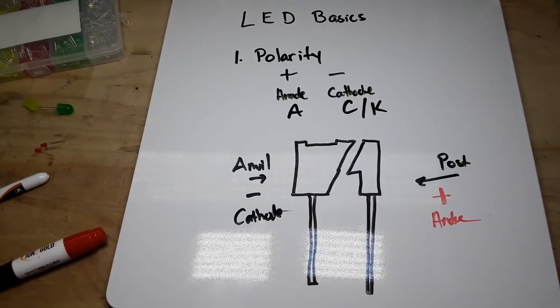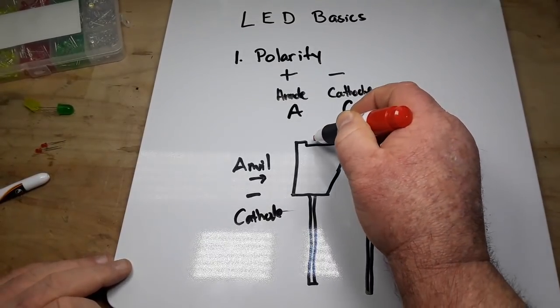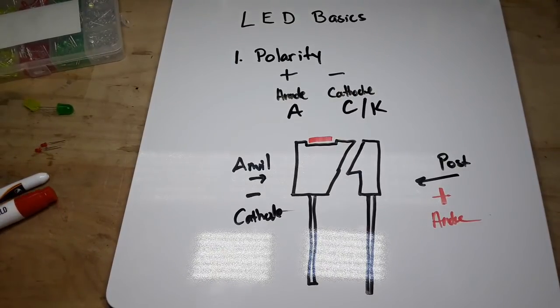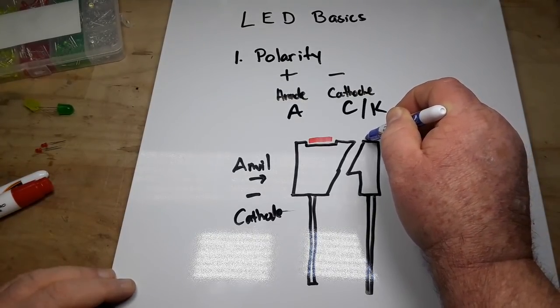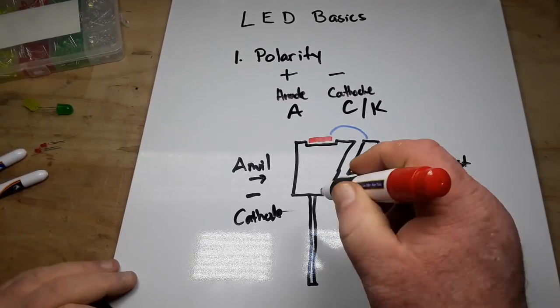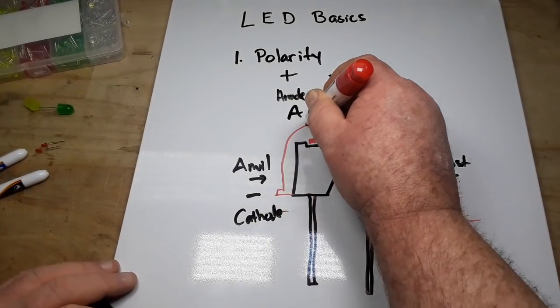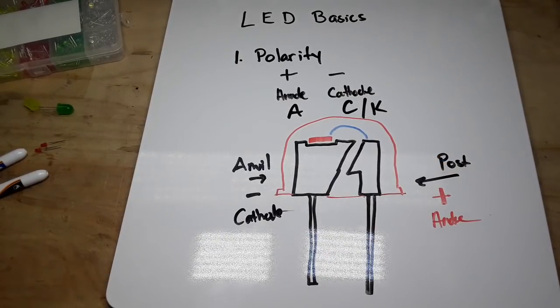So sitting inside of that little divot in the anvil is what's called the die. And then reaching across from the tip of the post into the anvil is what's called the bond wire. And all of that is encased in your clear plastic little casing. Are you with me so far?